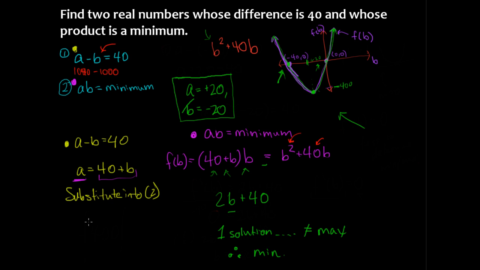So the solution to this problem is one of the real numbers is 20, and the other real number is negative 20. Alright, that's it. Hope it helped.